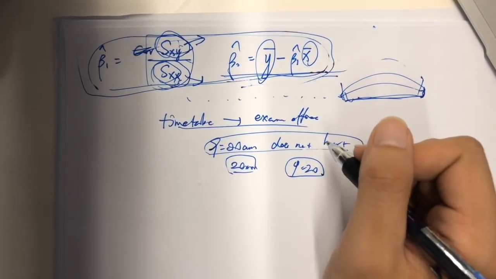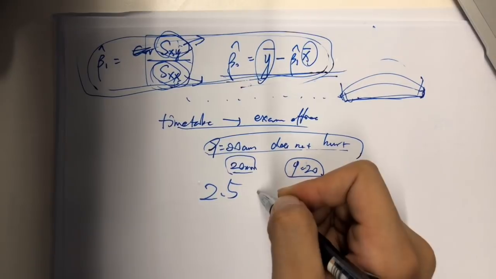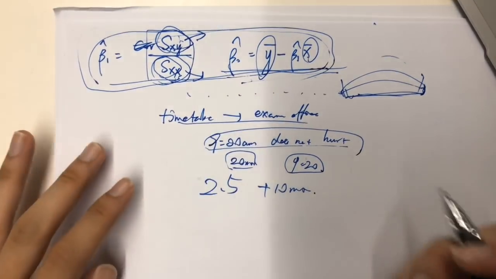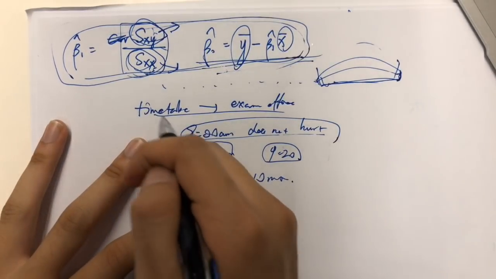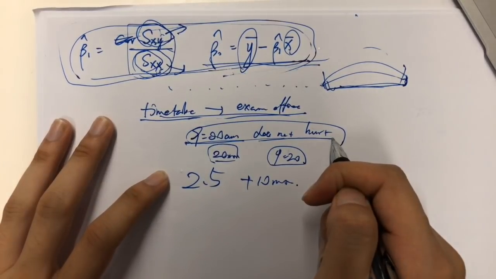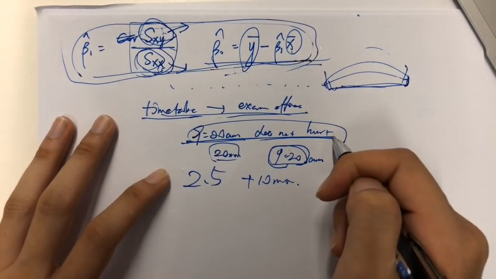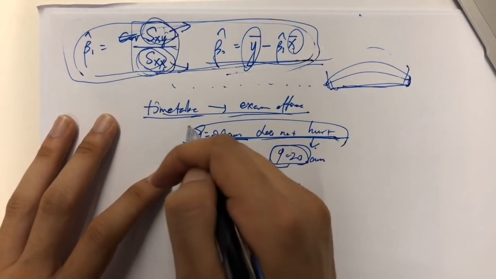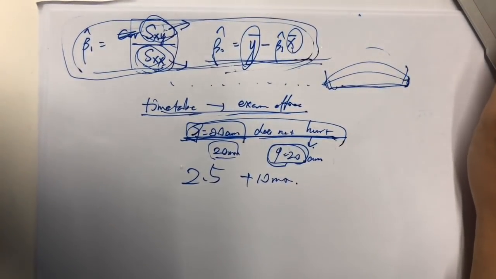The exam will be 2.5 hours plus 10 minutes of reading time. This is how Autumn replied to me. So from the words "timetable follow exam office" and "9 a.m. does not hurt," does it mean that it actually starts at 9:20 a.m.? But he is very nice because he just doesn't want you guys to be late to the exam, so he announced 9 a.m. That's my guess. What do you think?